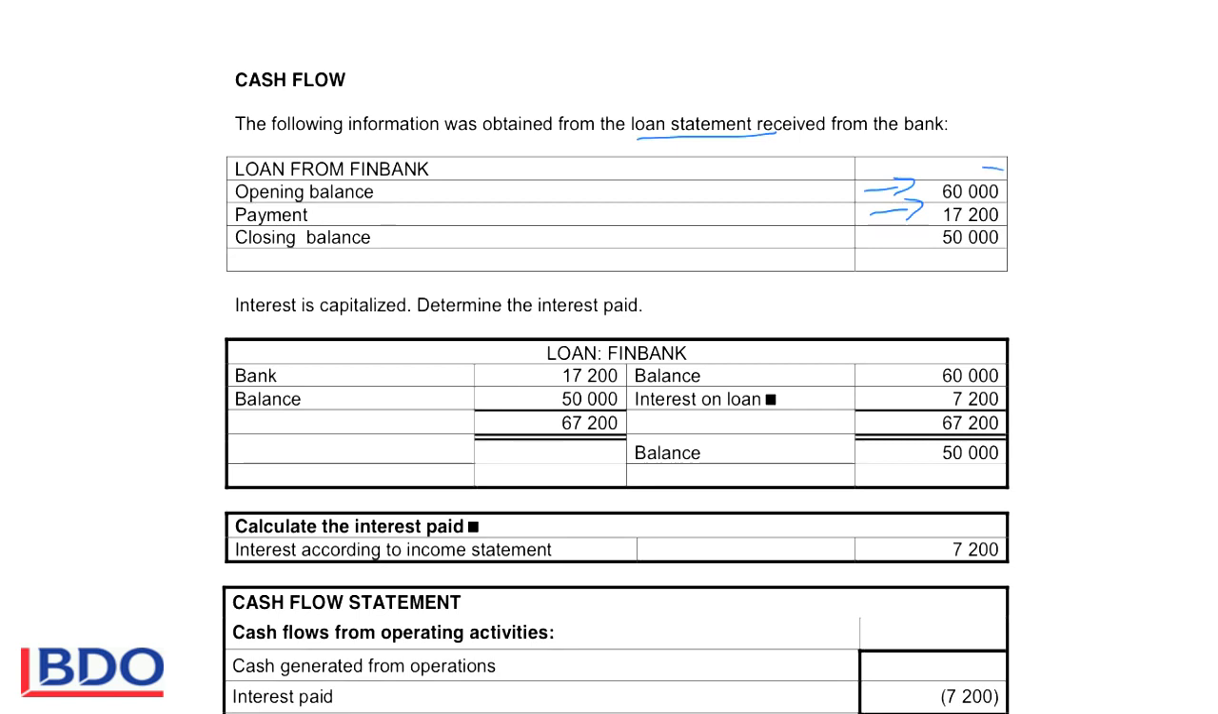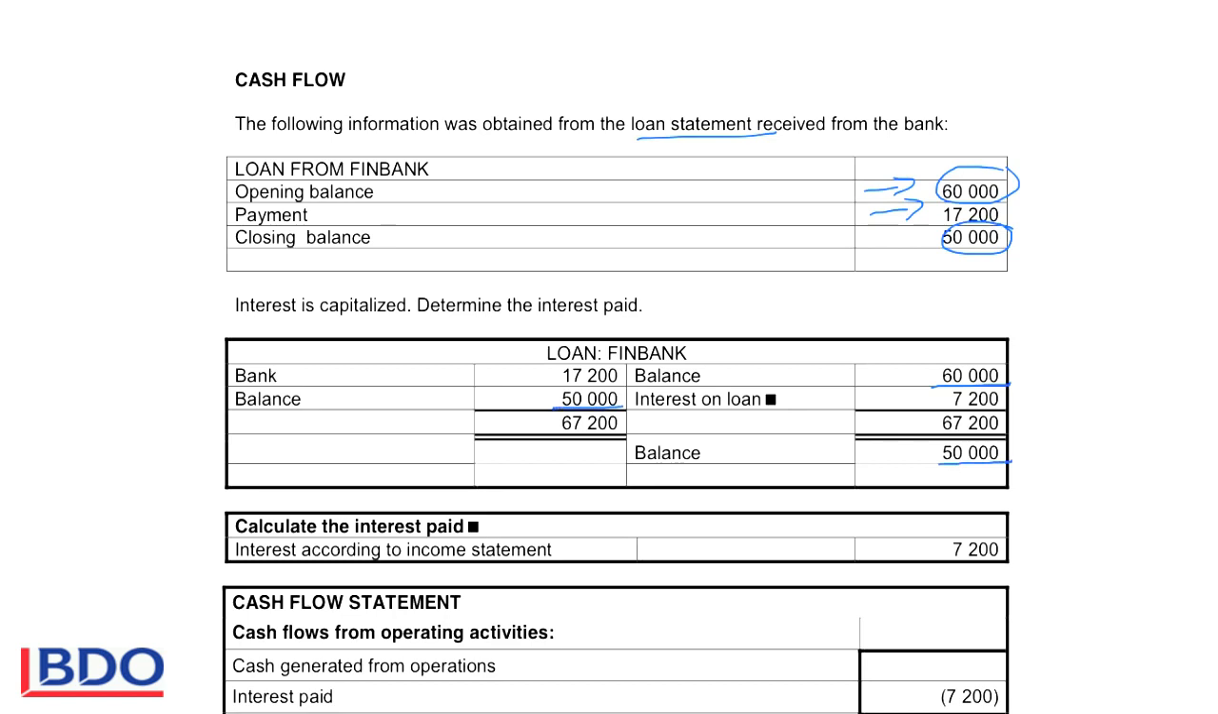Then this 60,000 opening balance we will record in the loan account on the credit side because loan is a liability. The closing balance is 50,000, so we will record that on the debit side above the total to bring down the balance of a liability on the credit side.